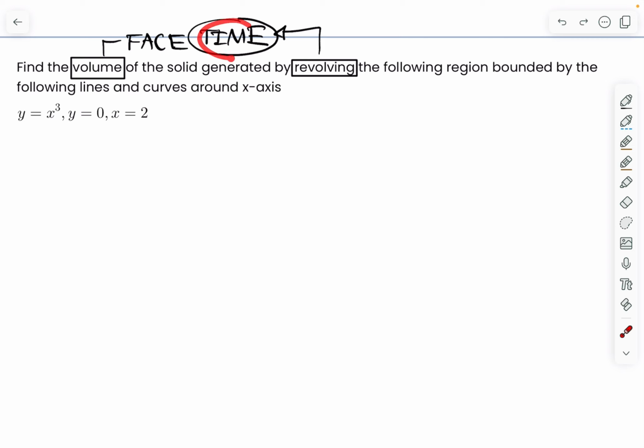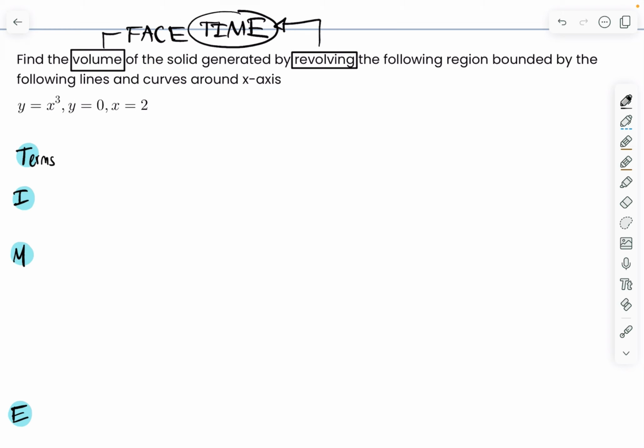What's really the difference? Time is used to find volumes of regions that were revolved around an axis and they formed a solid. Face we use for problems where we try to find the volume of solids that are not revolved but are just simply made up of cross sections. So T stands for terms. This is to decide what terms our formula is going to be in.